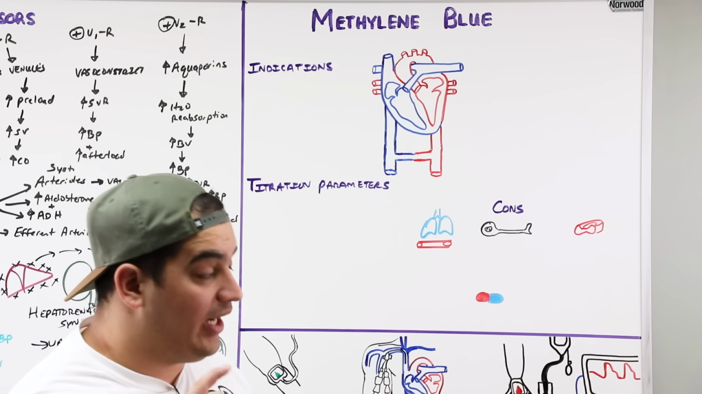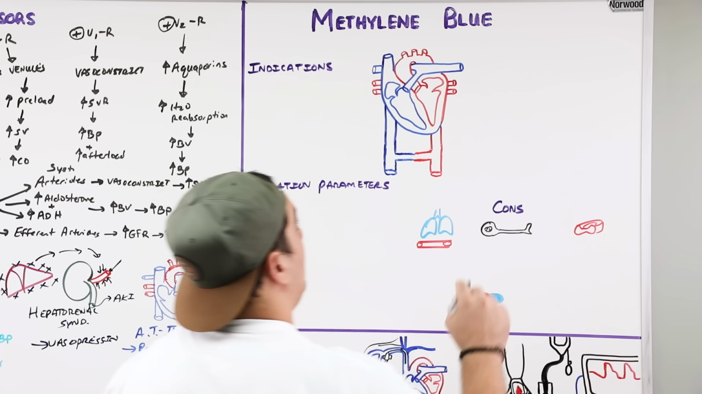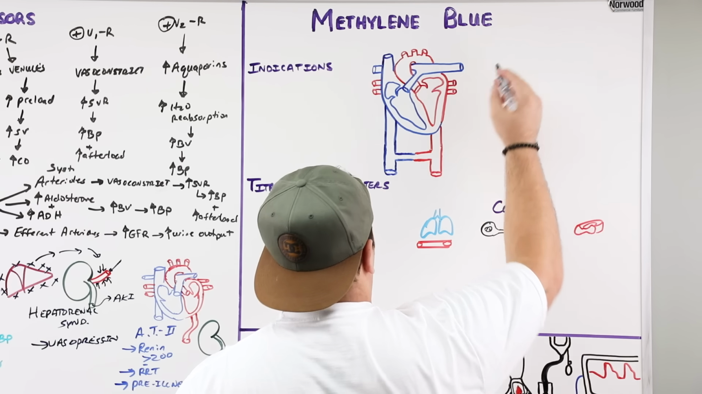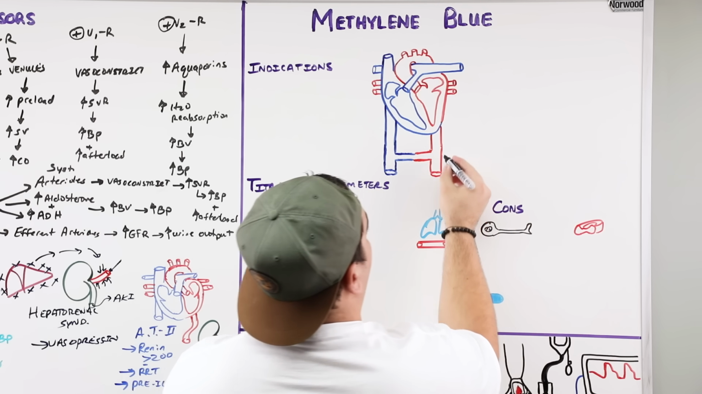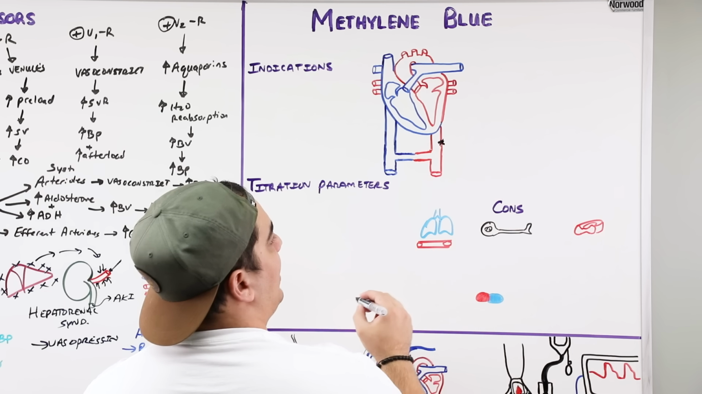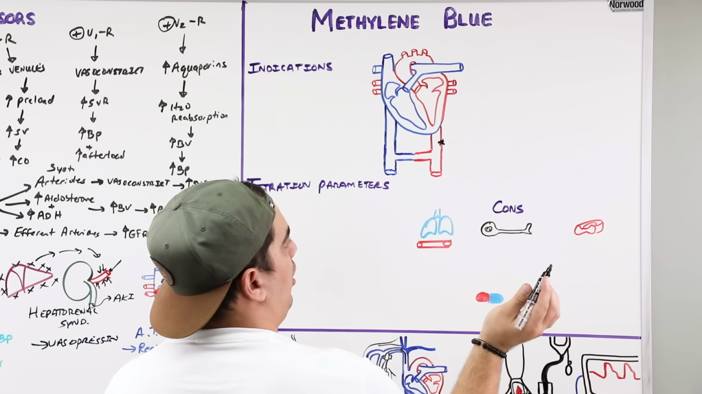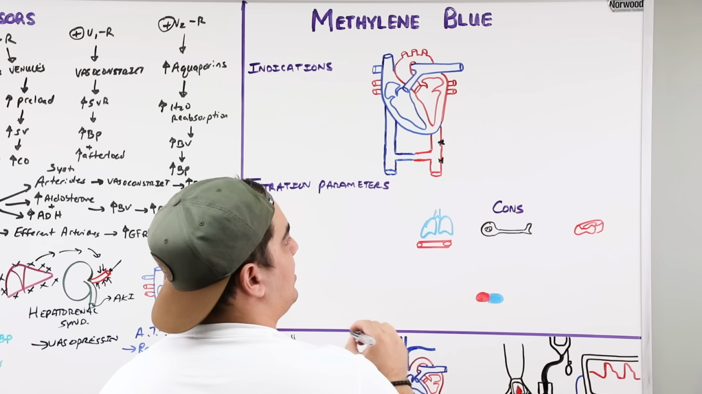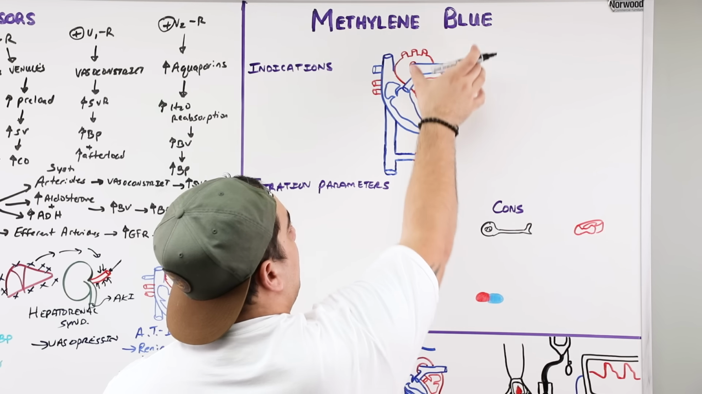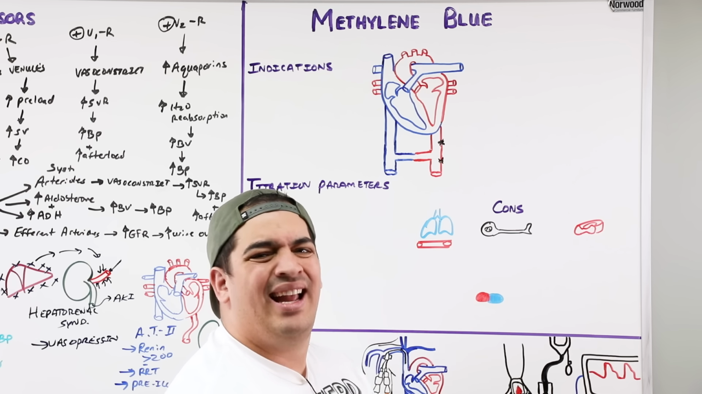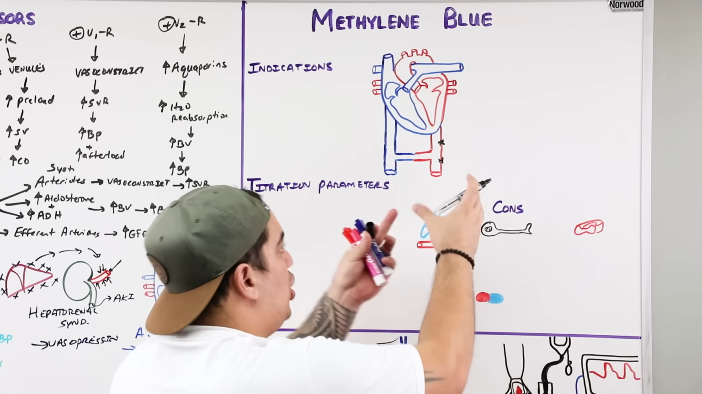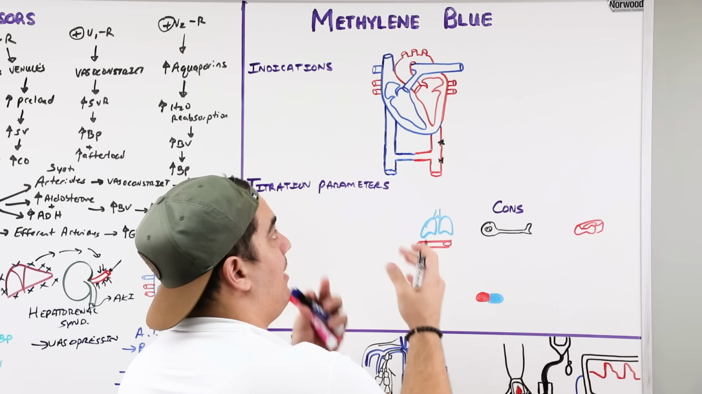How does this drug work? It's really interesting. How Methylene Blue works is you have an enzyme. This enzyme is particularly right here in your vascular smooth muscle. It doesn't really have much of an effect on the heart at all. It's primarily within the vascular smooth muscle. So in a way, Methylene Blue is a pure vasopressor. If you want to put it in that category, it's just a weird way it does it. I just wanted to have this one separate.